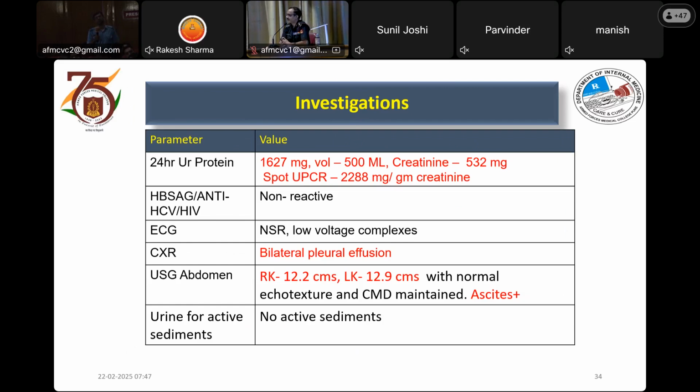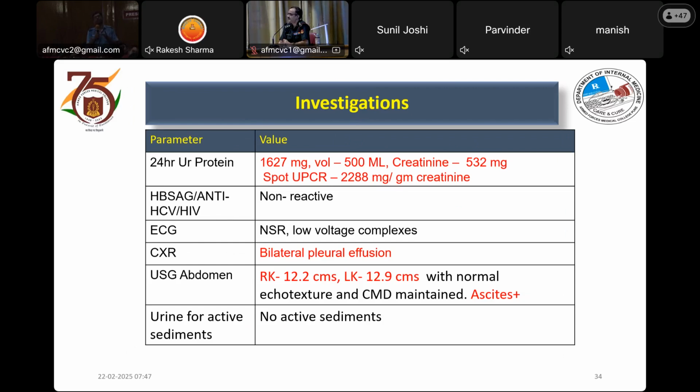Because of nephromegaly. Simple. And you have mentioned normal echotexture and CMD. How do you look for echotexture? In general, sir, we compare the renal cortical echotexture with that of the adjacent liver or the spleen. Liver and spleen.